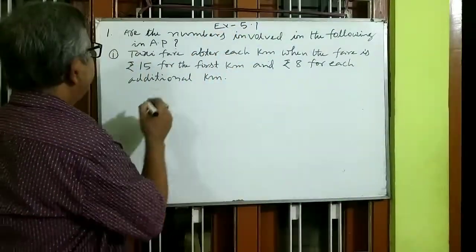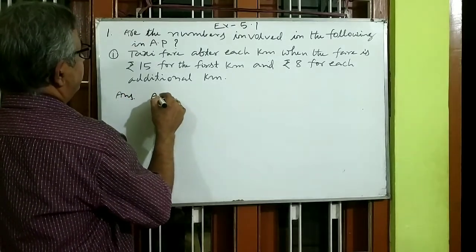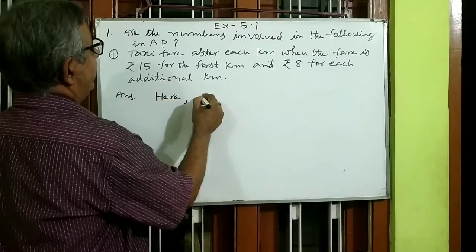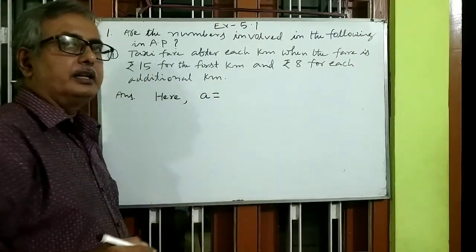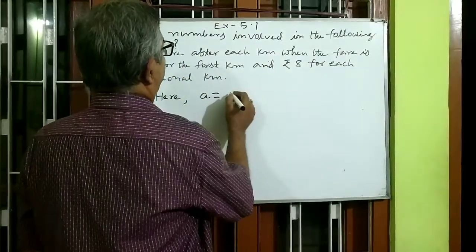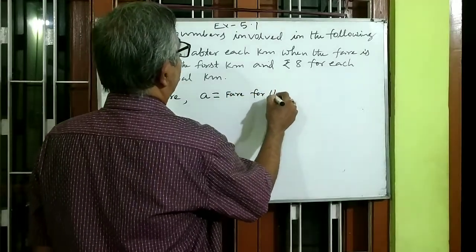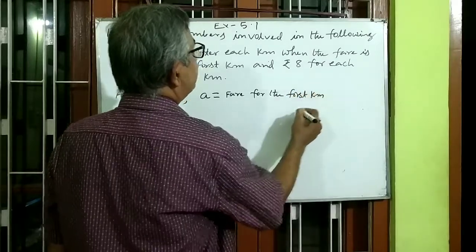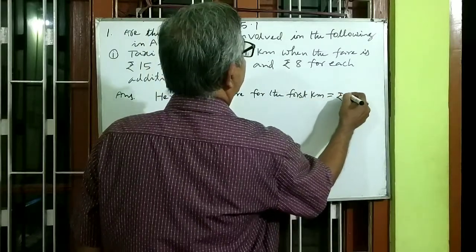So you see, A means what? Here, A means the fare for the first kilometer. What is that? That is rupees 15.